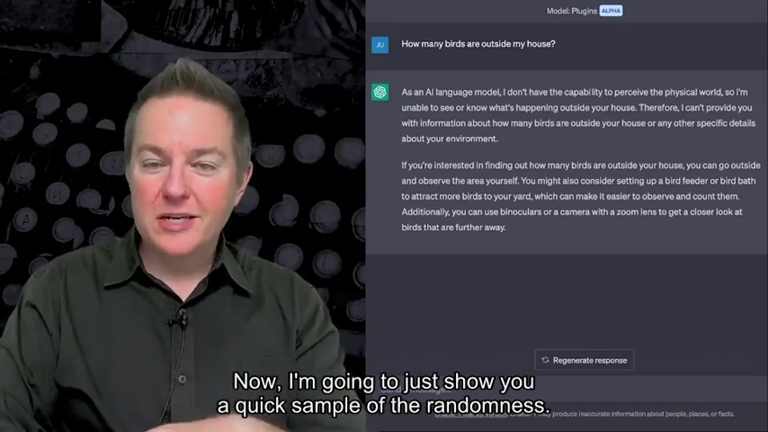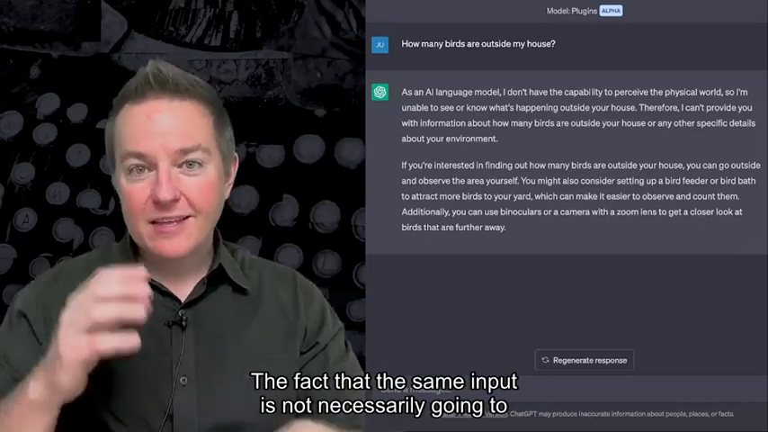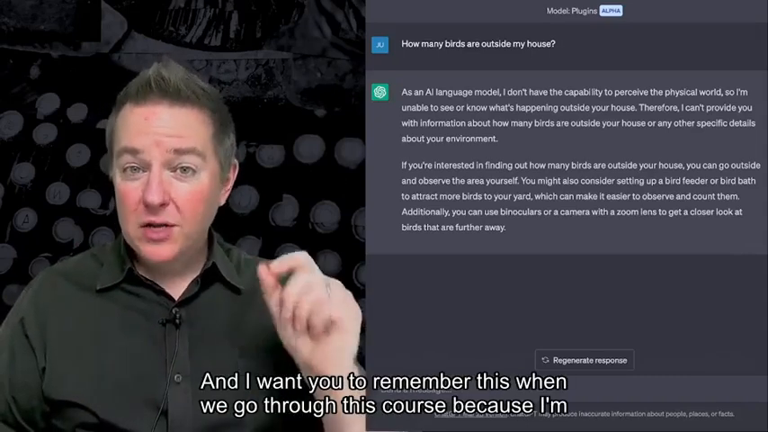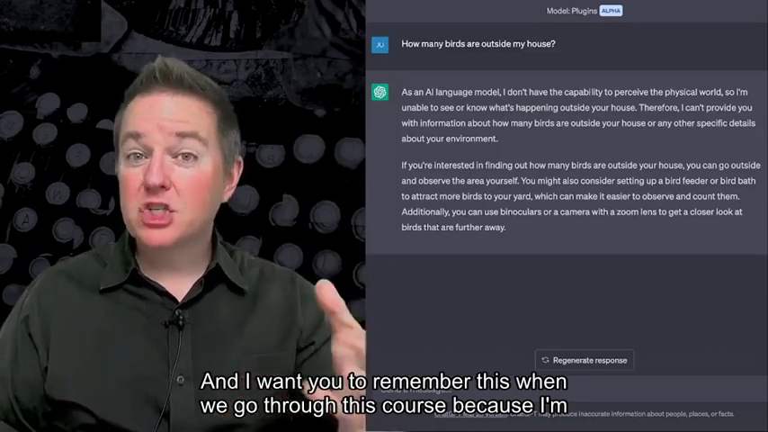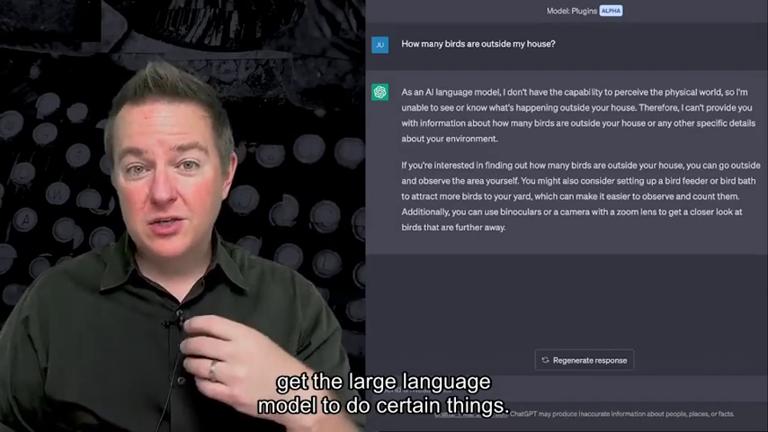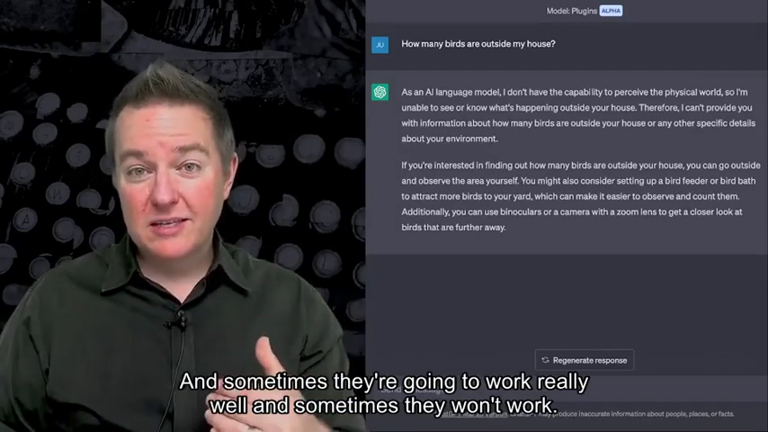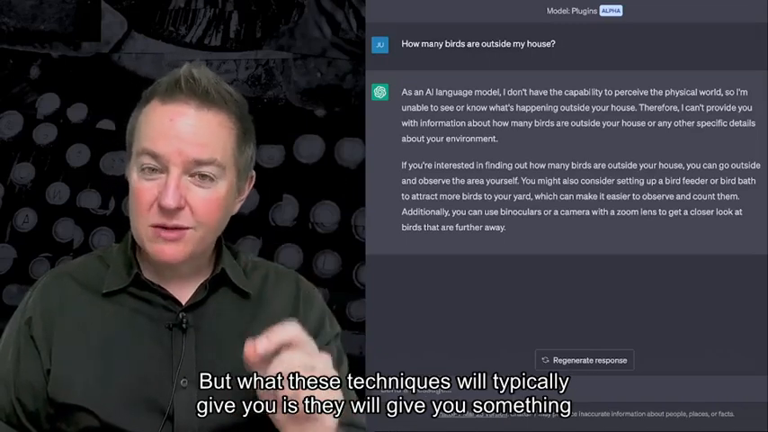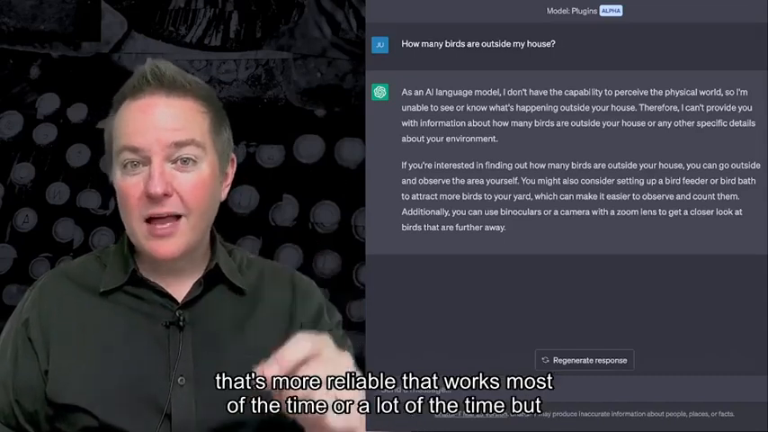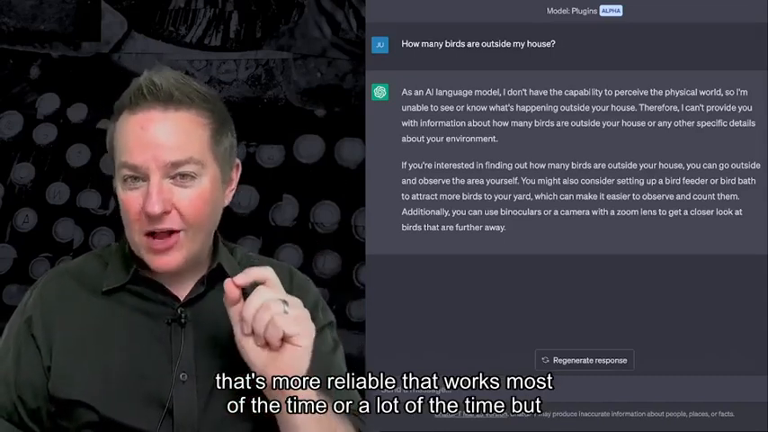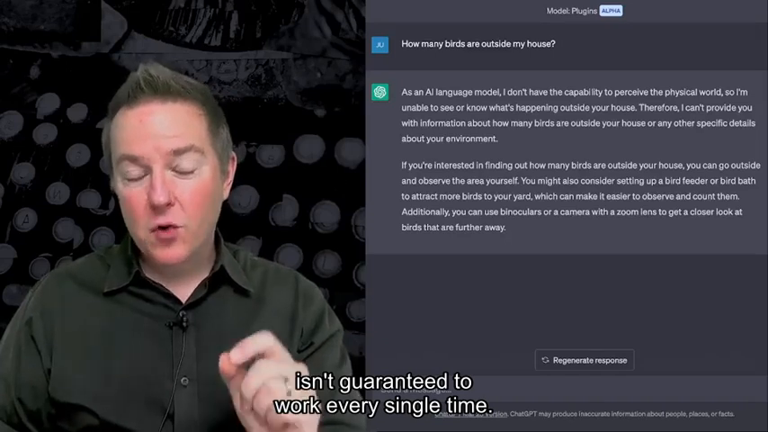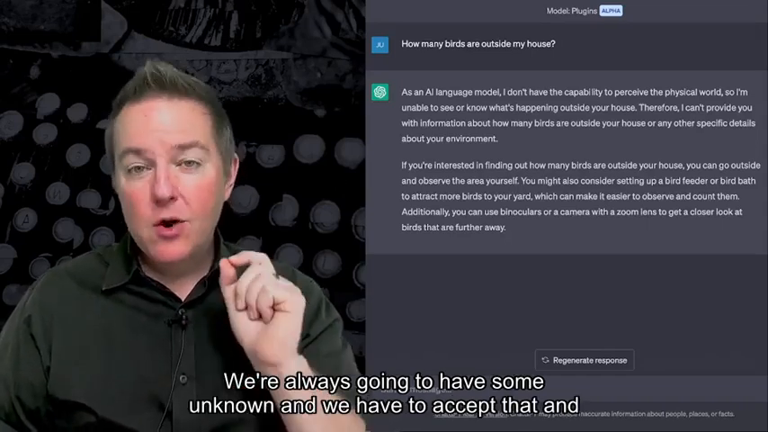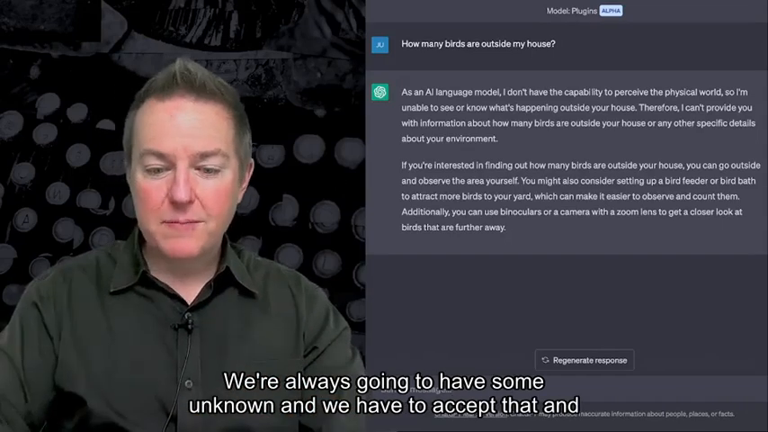Now, I'm going to just show you a quick sample of the randomness, the fact that the same input is not necessarily going to give us exactly the same output every time. And I want you to remember this when we go through this course, because I'm going to show you a lot of different techniques to try to get the large language model to do certain things. And sometimes they're going to work really well and sometimes they won't work. But what these techniques will typically give you is something that's more reliable, that works most of the time or a lot of the time, but isn't guaranteed to work every single time. Now, this is an important point. We're always going to have some randomness here. We're always going to have some unknown, and we have to accept that and deal with that.